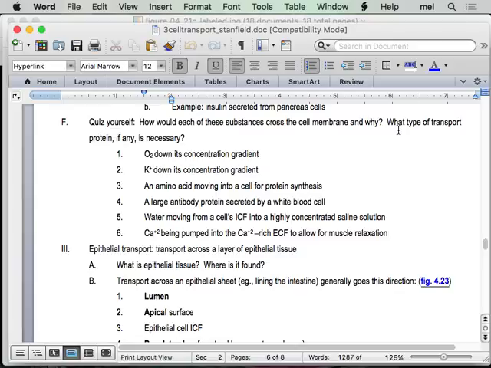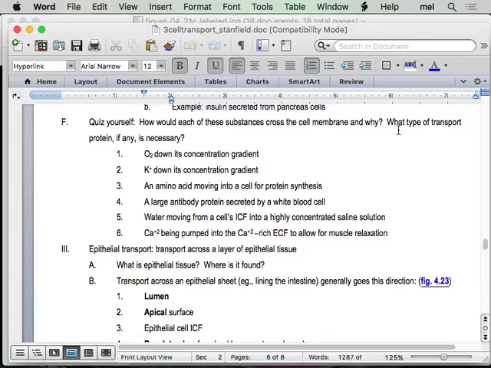So oxygen going down its concentration gradient. What type of transport? Simple diffusion. And what is it about oxygen that allows you to do simple diffusion across the cell membrane? It is lipid soluble. Yes, it is lipid soluble. Very good. Okay.